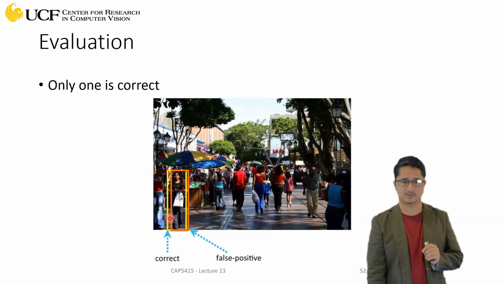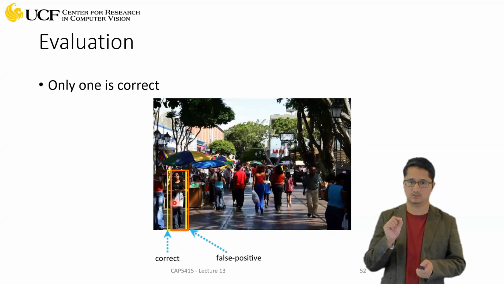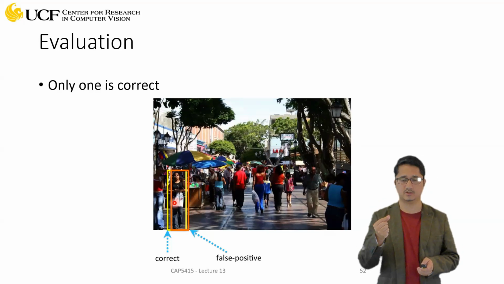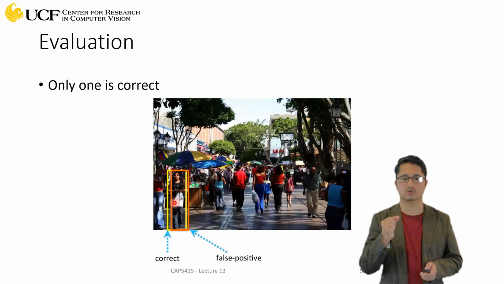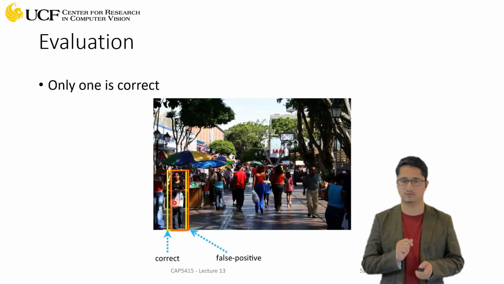Then the idea is, if you have two bounding boxes actually matching to the ground truth, where the class label is also correct, and the intersection over union is also greater than the threshold, which is 0.5, still only one of the bounding boxes will be counted as a true positive. The other will have to go to false positive.